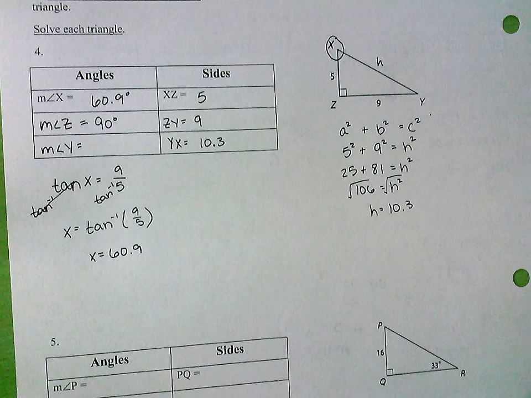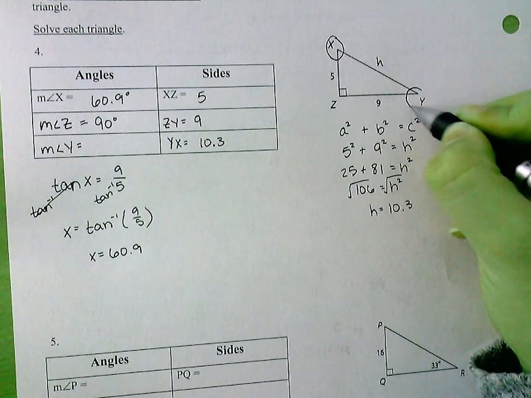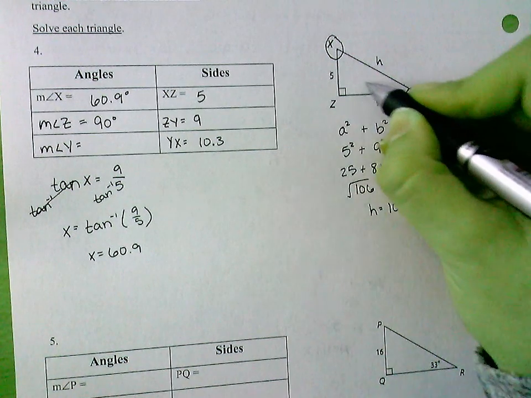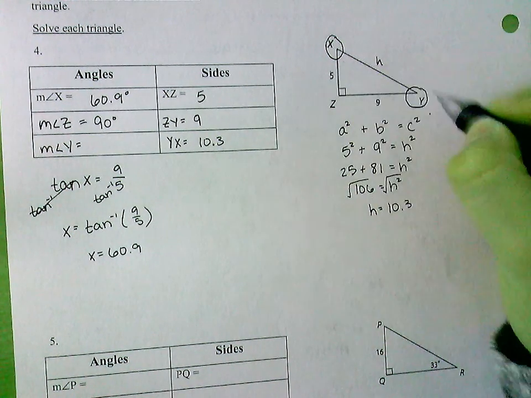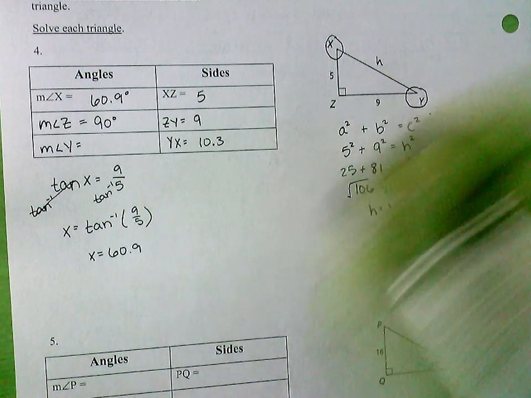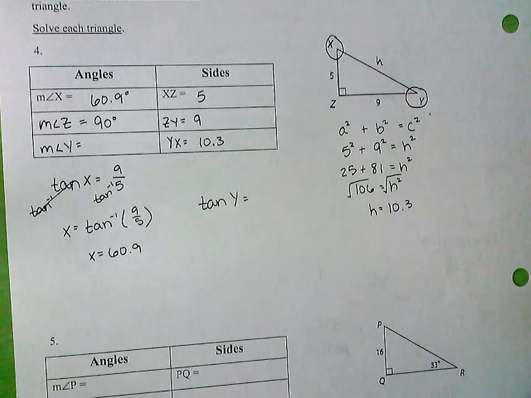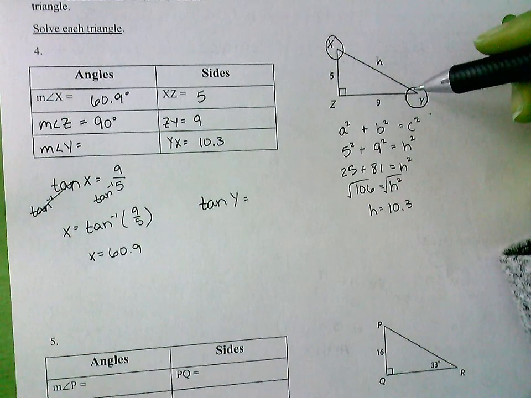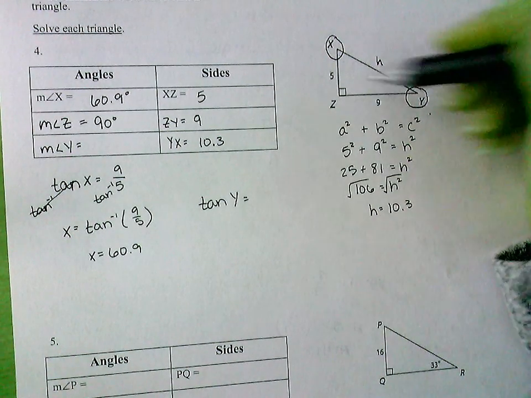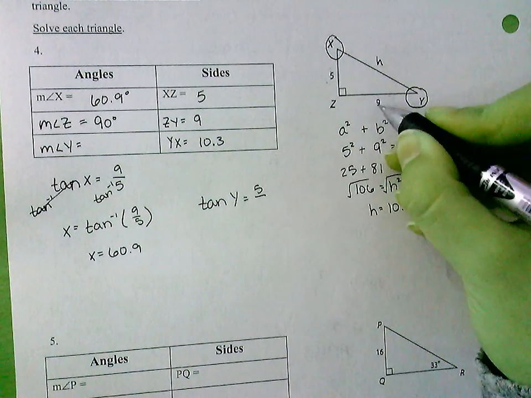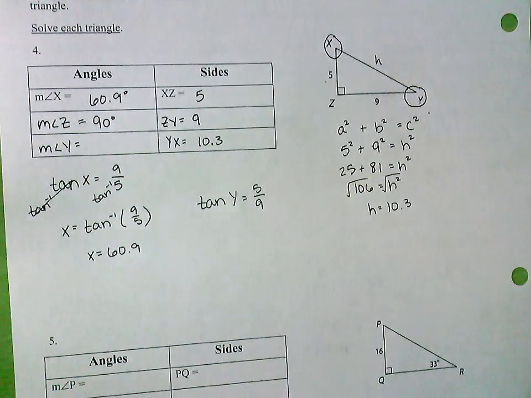Okay, now we want to do Y. Okay, so from this angle now, I have a side opposite, and I have a side adjacent. So again, I'm going to use tangent of Y. Now your fraction for this one is just going to be opposite. So I have the opposite side is 5 this time, over the adjacent side is 9. Okay, that's why I didn't label them before, because I knew I had to switch to different angles.